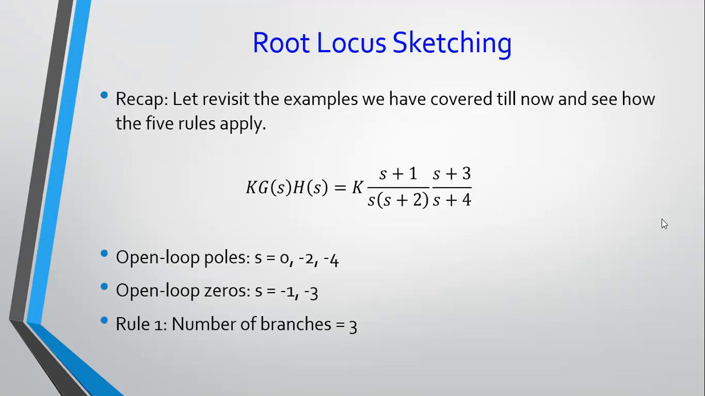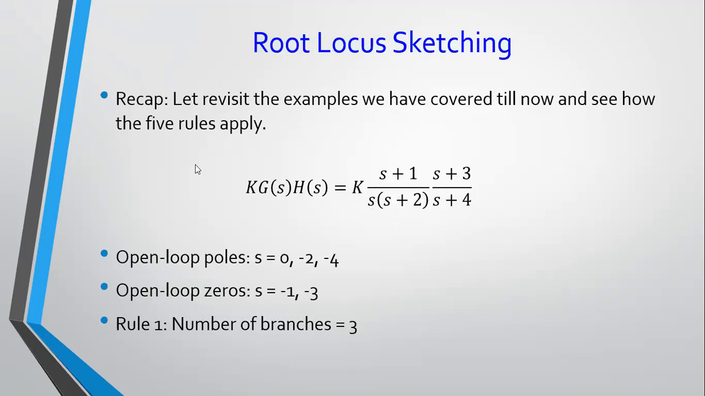So this is one of the examples we've looked at, where you had an open loop transfer function KGH as follows, and from there, the first thing you would do is find the open loop poles. They are 0, -2, -4, and then open loop zeros at -1, -3. Now, if you apply rule number 1, immediately we see the number of branches is 3, because you have 3 poles here. So on your root locus, you will need to have 3 branches.